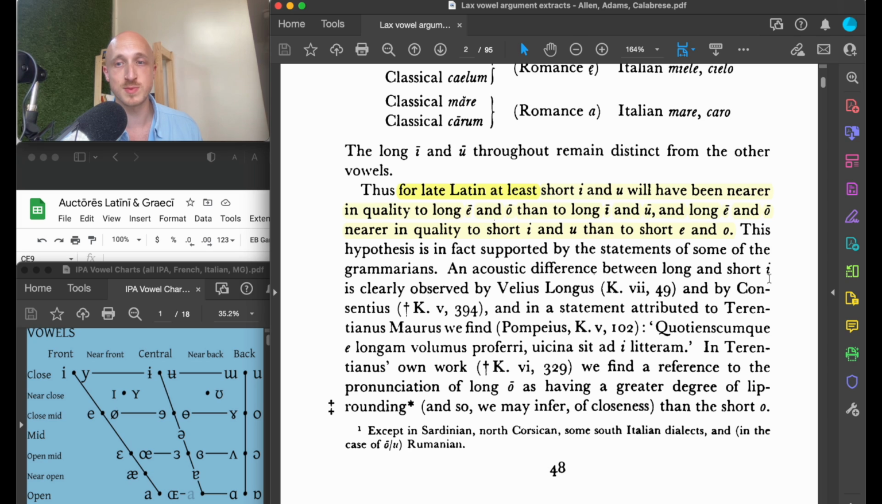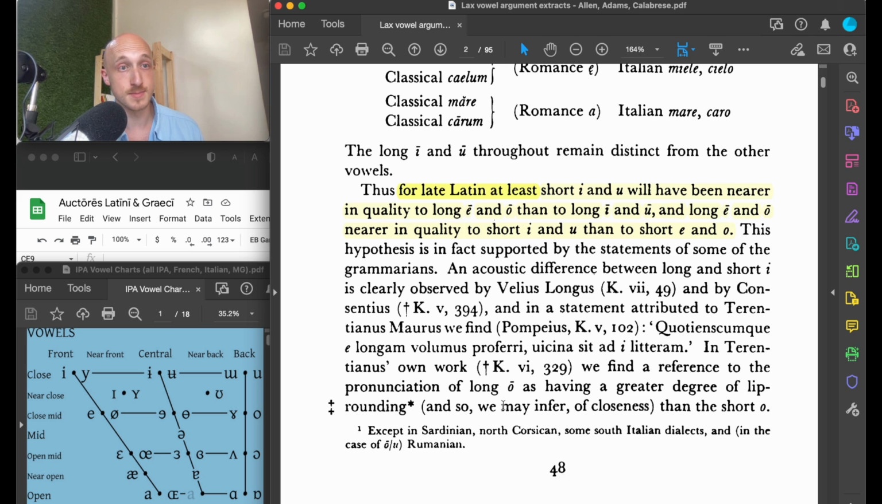An acoustic difference between long and short I is clearly observed by Velius Longus and by Consentius. By then he was, of course, called Consentius. And in the statement attributed to Terentianus Maurus, we find: quotienscumque e longam volumus proferri, vici nascit ad I litteram. We find a reference to the pronunciation of long O as having a greater degree of lip rounding.